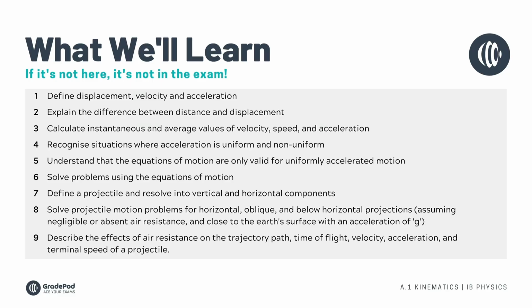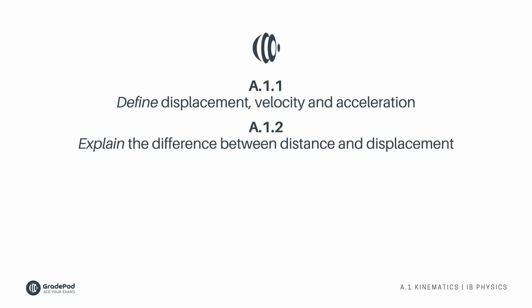This is A.1 Kinematics. Here's what we'll learn in this tutorial, and of course you have a record of all these in the Kinematics download underneath this tutorial. You could be ticking these off as you begin to understand them with me. Number 1, define displacement, velocity and acceleration. Number 2, explain the difference between distance and displacement.